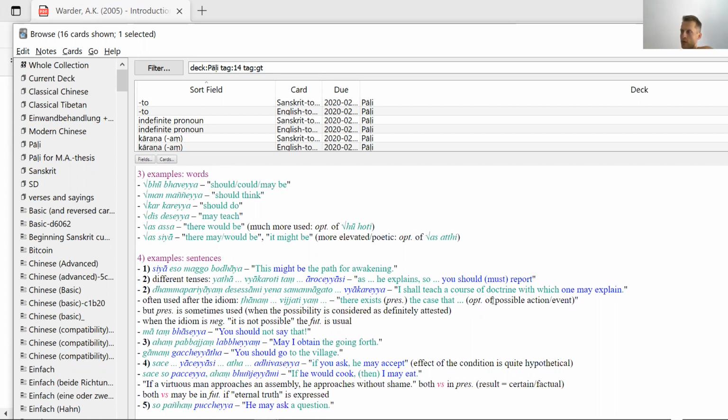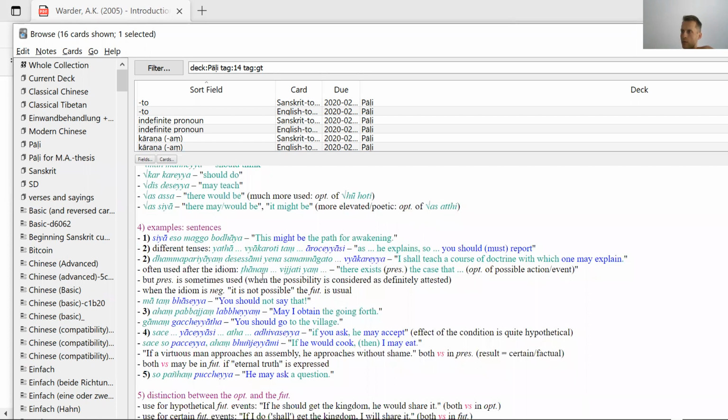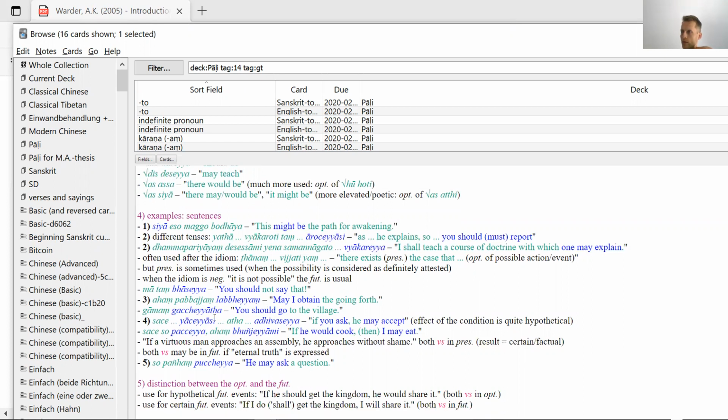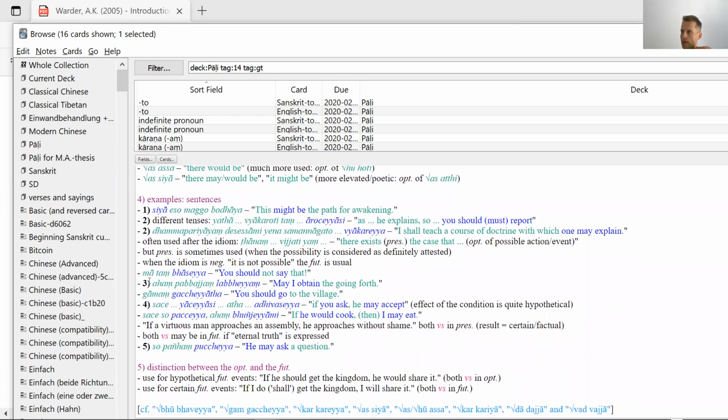I shall teach a course of doctrine with which one may explain, or even often used after the idiom thanam etam vijjati yam, there exists the case that, and even an injunction, mam passeyya, you should not say that.